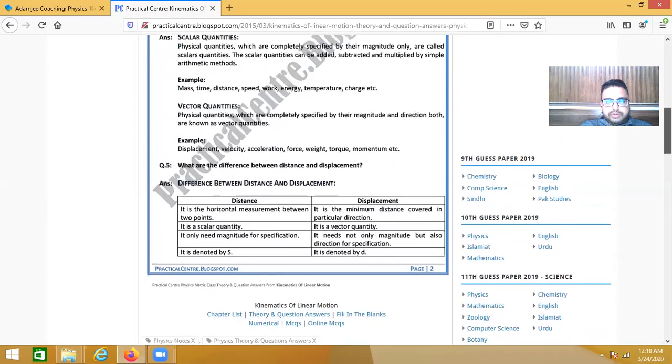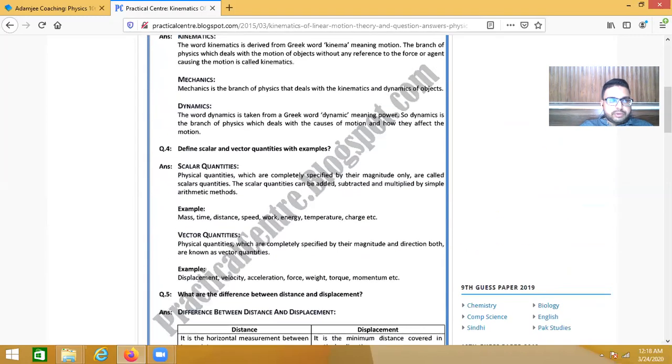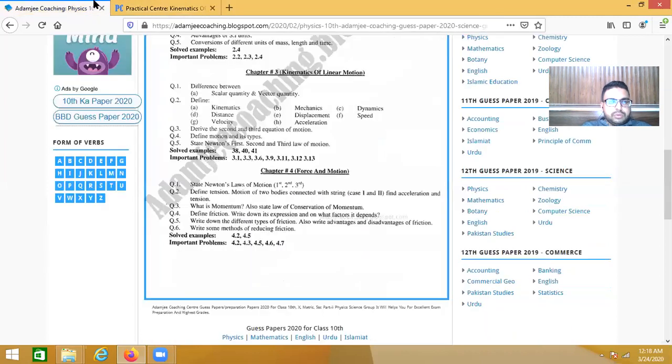Another important question, which is not mentioned this year by the way, is the difference between distance and displacement. Again, one is a scalar quantity, another is a vector quantity. So these definitions you can find in your books, as well as online on the internet, from notes, right? So you have many options.